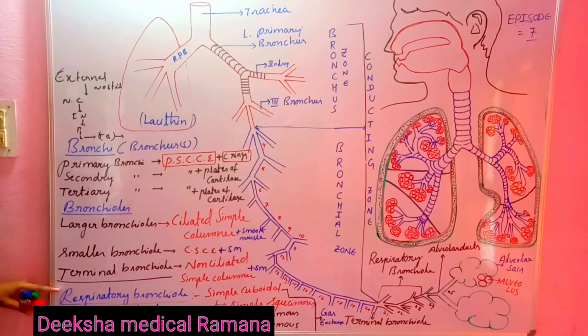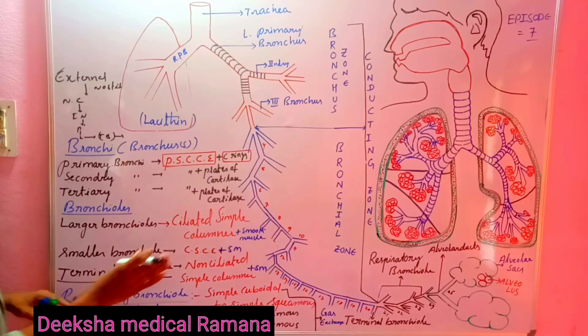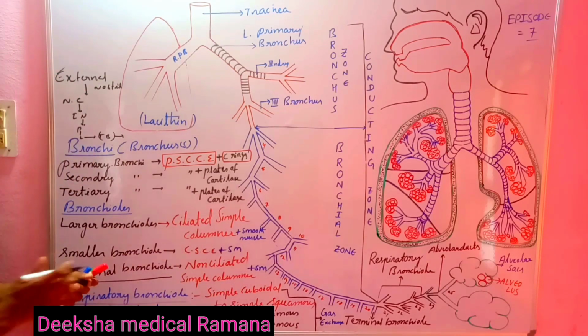From the respiratory bronchiole to alveoli, the lining is very thin, made up of a simple squamous epithelium. So these three, that is the respiratory bronchiole, alveolar duct, alveolar sacs and alveoli, are considered the exchange zone of the respiratory system.